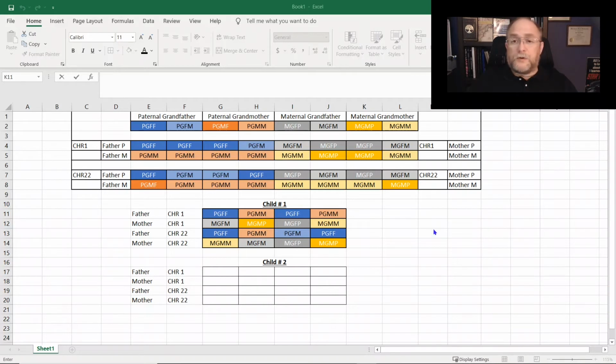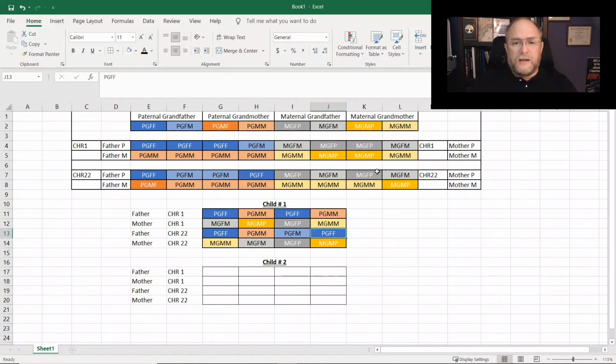Now on chromosome 22, it was the same thing. I'll just make it pretty quick. He could give one of these two colors, he gave this one. He could give one of these two colors, he gave this one. He could give one of these two colors, he gave this one. He could give one of these two colors, and he gave this one.